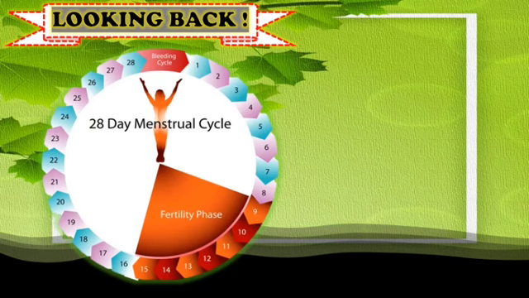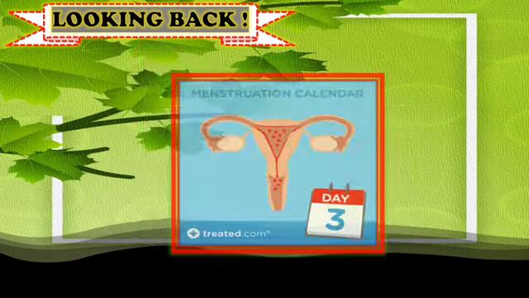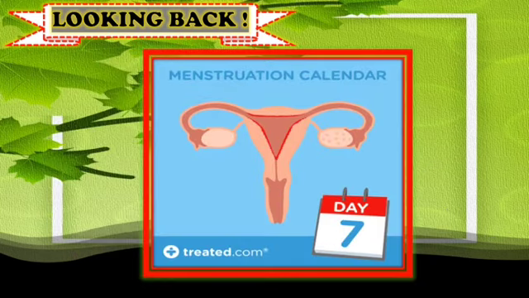We say menstrual cycle is when menstruation or periods come regularly. When you have a regular menstrual cycle, it is a sign that important parts of your body are working normally. The menstrual cycle provides important body chemicals called hormones to keep you healthy.